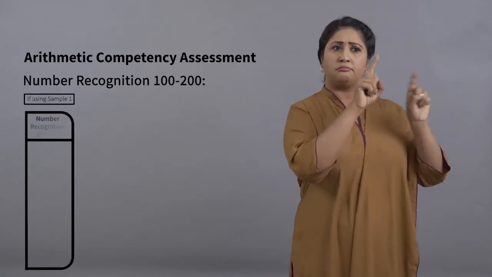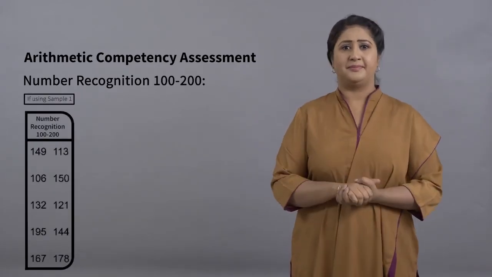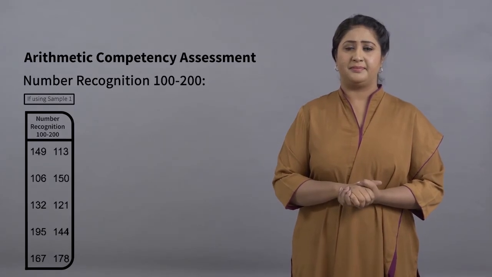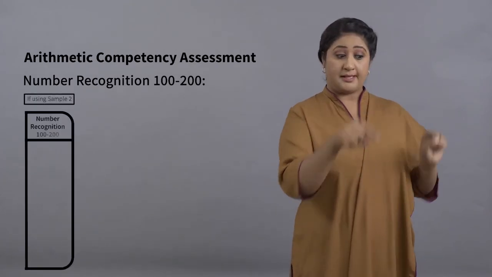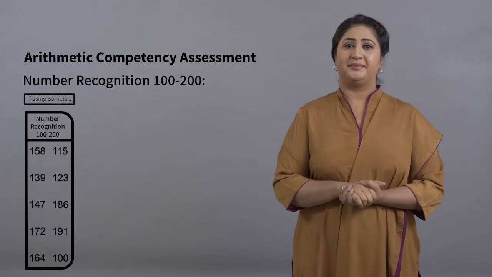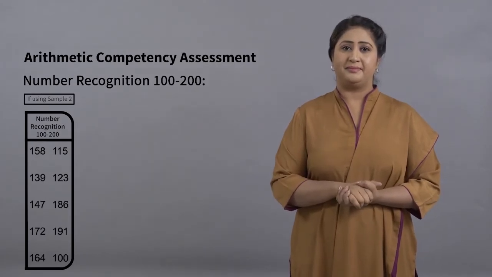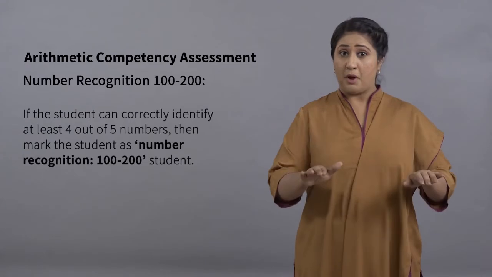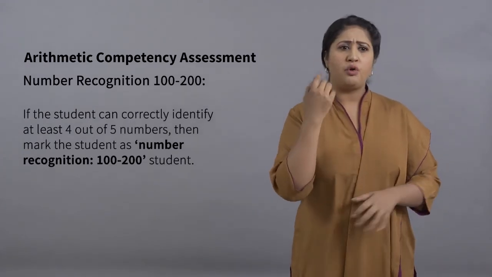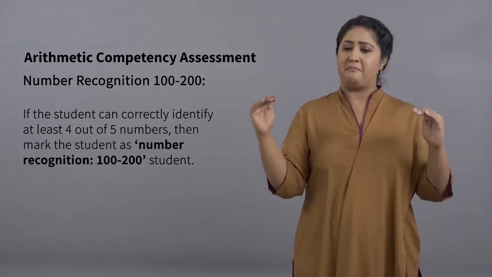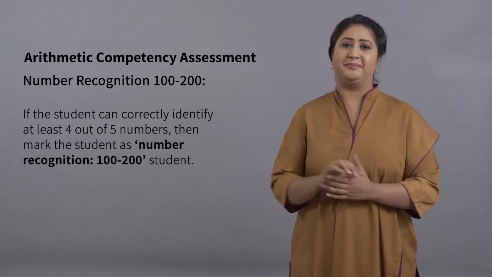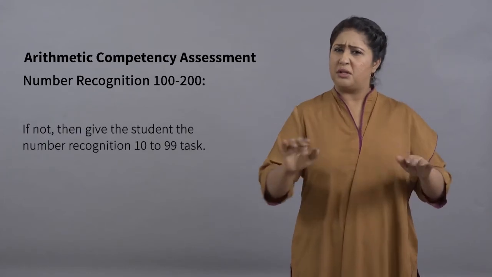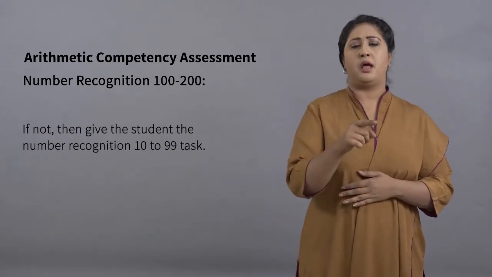Sample 1. Sample 2. If the student can correctly identify at least 4 out of 5 numbers, then mark the student as number recognition 100 to 200 student. If not, then give the student the number recognition 10 to 99 task.